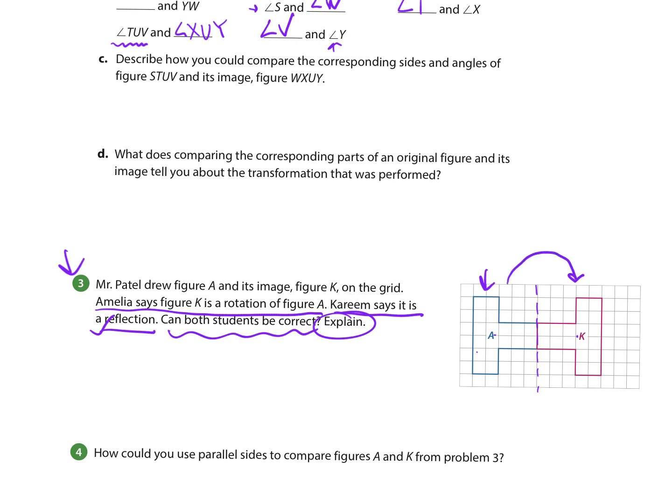But you will also see if you trace it and if you turn it, it doesn't matter which way you turn actually. You could turn it clockwise or you could turn it counterclockwise. It's going to line up with K also. So in this case, yes, both students are correct because you can reflect over this line, which is the side that they have in common, or you could rotate. And if you're rotating, you've got to rotate around this point right here. So that is the way that both of these can actually be correct.